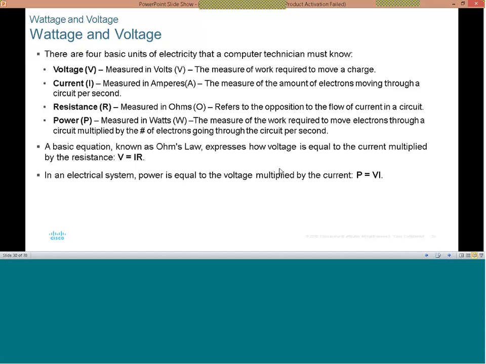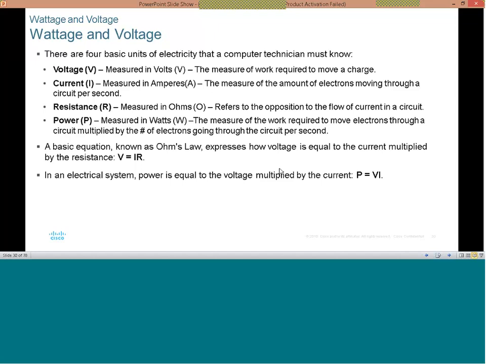The measure in amperes, as a measure of the amount of electrons moving through a circuit, is called current. So when you measure the amount of electrons in a particular circuit, you're dealing with current. And resistance refers to the opposition to the flow of that current in that circuit. So if the current is flowing, there's some level of resistance. If you know the amount of current and you know the resistance value, automatically that gives you the voltage.